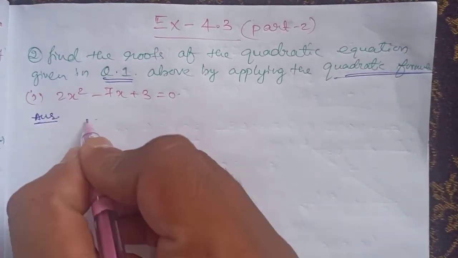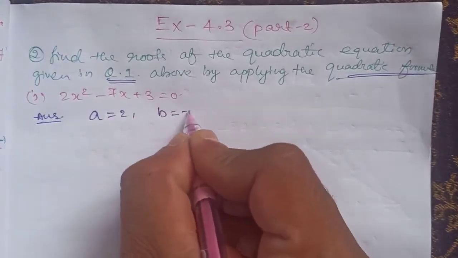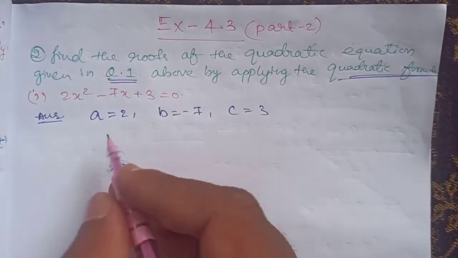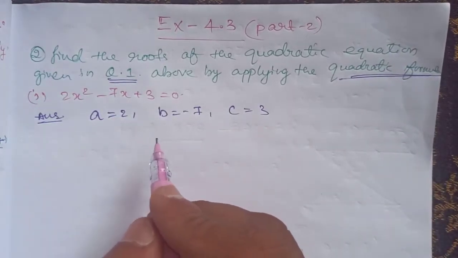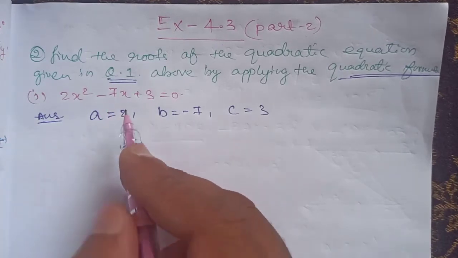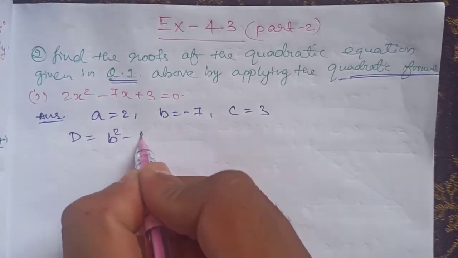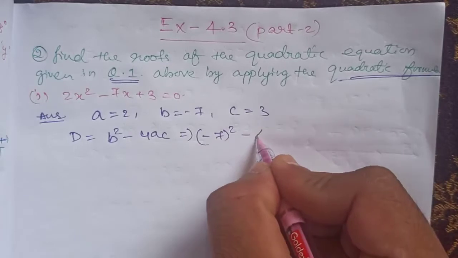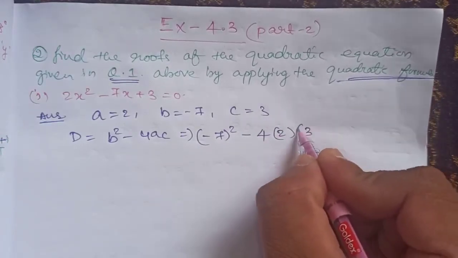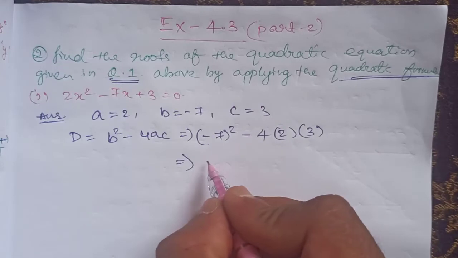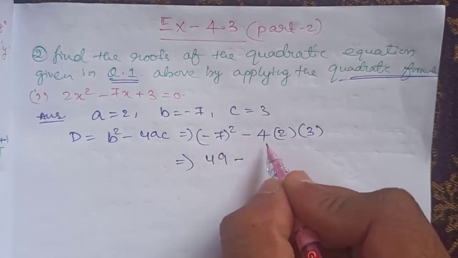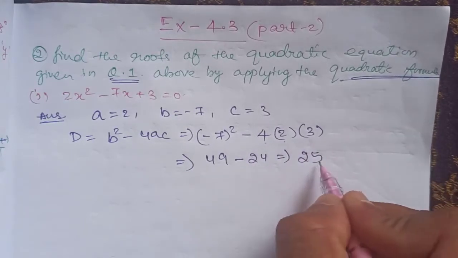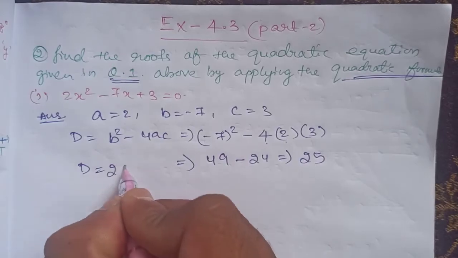First of all, always write what is a, b and c. A is 2, b is minus 7, c is 3. First we will find the discriminant so that it will give us a clear idea whether we will get the answer for this question or not. D equals b square minus 4ac. This is the formula for the discriminant. B square means minus 7 square, minus 4ac. A is 2, c is 3. Minus 7 square is 49, minus 4 2s are 8, 8 3s are 24. So we get 49 minus 24, 25. That means the value of d is 25.